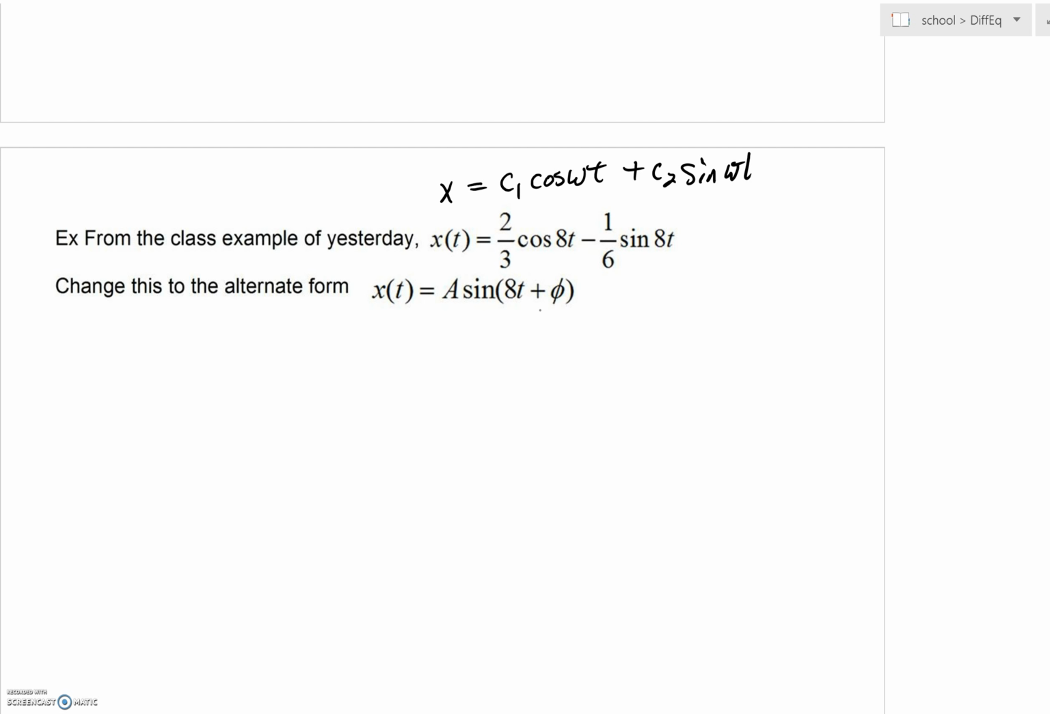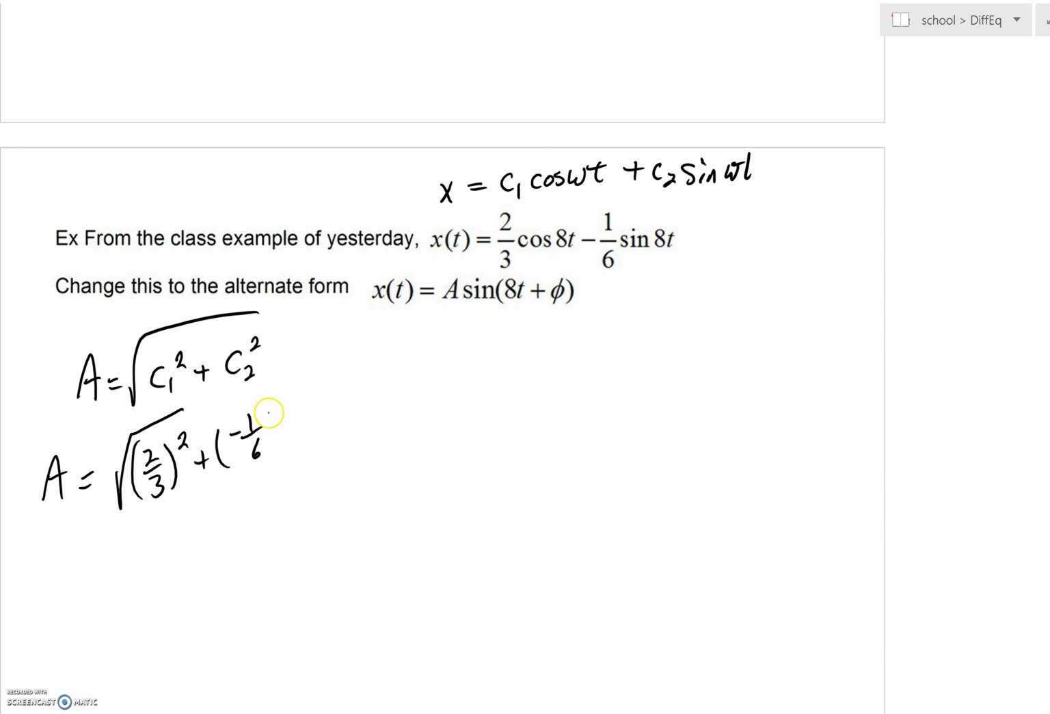It's going to be 2 pi over omega, like we saw yesterday. But as we're wrestling with this issue of finding the amplitude, what we can do very quickly is just know that A is equal to the square root of C1 squared plus C2 squared. So we'll get 2/3 squared plus negative 1/6 squared.